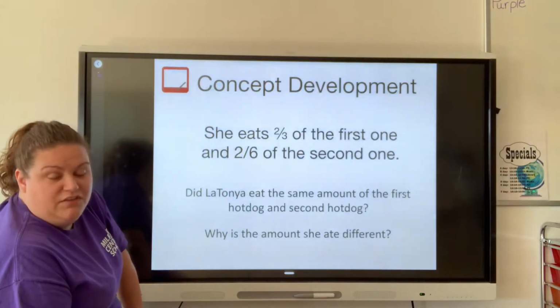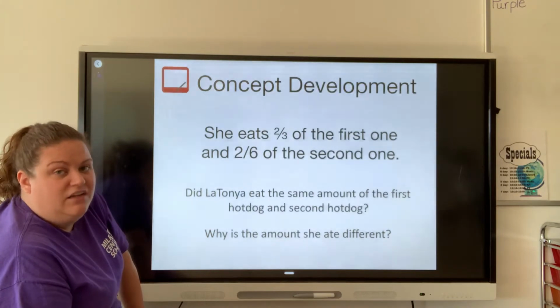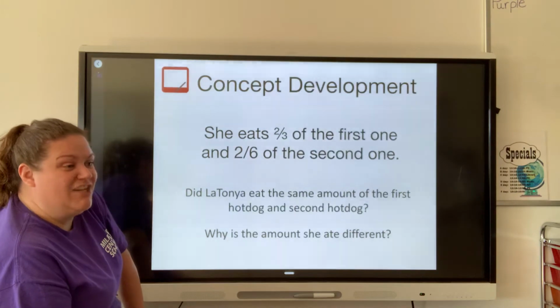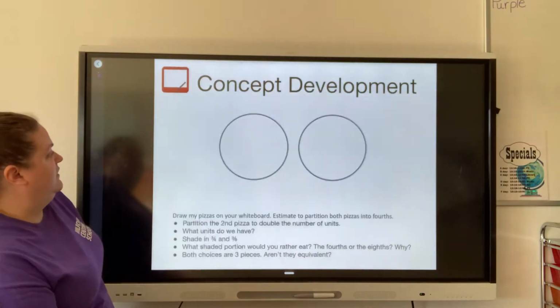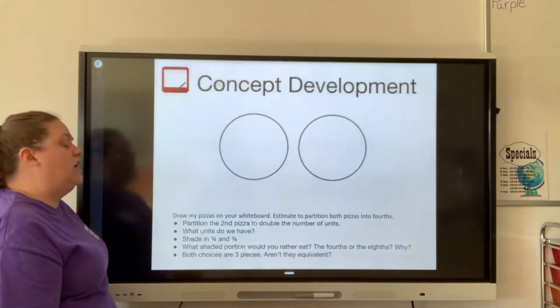Why is the amount that she ate different? It's because we doubled the second hot dog, the pieces of the second hot dog. That's why. So when you have more pieces, you're going to have less of each piece. All right, so draw 2 pieces on your whiteboard, 2 circles on your whiteboard.